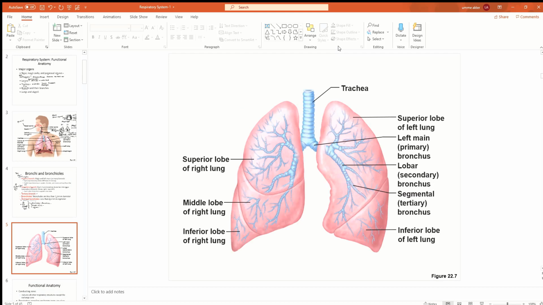Here you see the bronchial tree inside the lung, right? And you also see the three lobes in the right lung, two lobes in the left lung, two fissures. This is the horizontal or transverse fissure, and this is the oblique fissure. And in the left lung, you only have the oblique fissure, okay? And in the left lung, you have the cardiac notch here, okay?